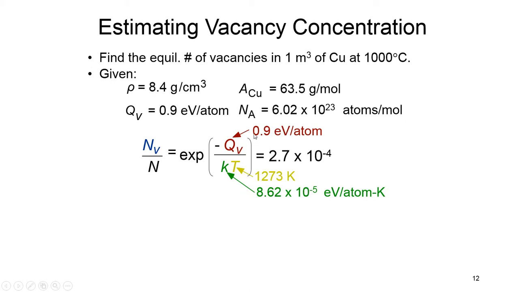QV is substituted from the value that's given, and with these numbers, the ratio of the vacancy is equal to 2.7 times 10 to the minus 4. So this is the ratio of the number of vacancies divided by the available atomic space or potential atomic sites.